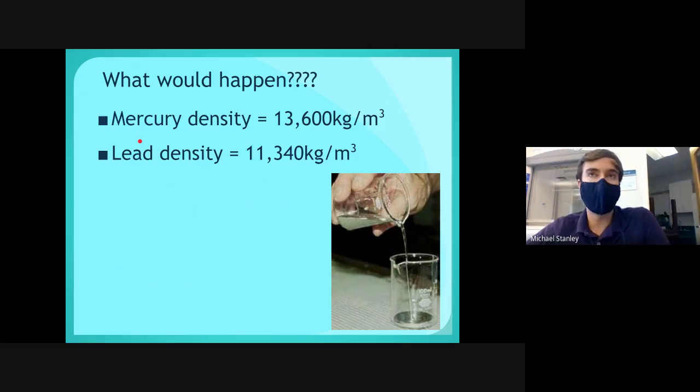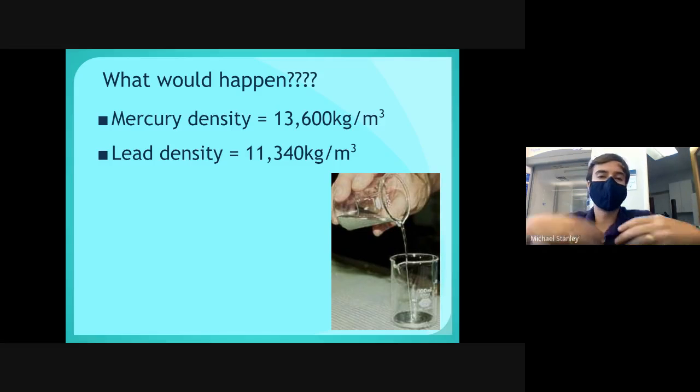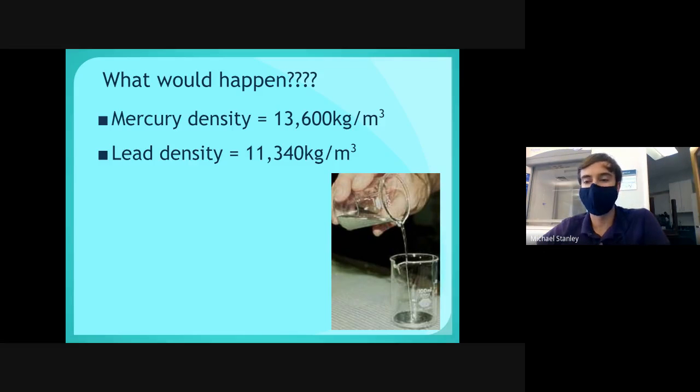Lead is the stuff they put in the X-ray tech vest so that you don't get too much radiation, or it used to be mixed into a whole bunch of things like paint and gasoline until they figured out that it's actually very bad for you. Lead tends to be solid at room temperature, and it has a density of 11,340. So if I took a lead ball and dropped it into a pool of liquid mercury, do you think the lead would float on top, sit around the middle, or sink to the bottom of the mercury? What do you think the lead ball is going to do when we drop it in liquid mercury?